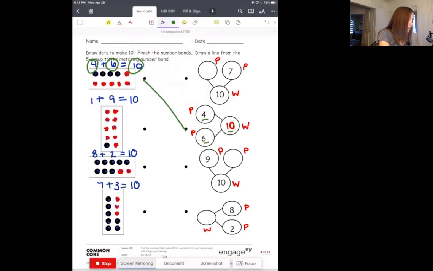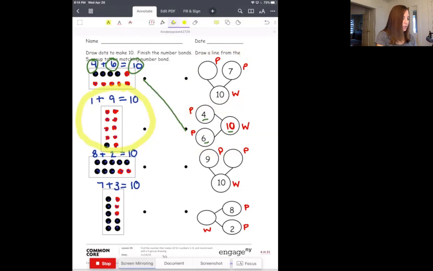I'm going to have you look right here. 1 plus 9 equals 10. So we need to look and we need to find a 1, a 9, and a 10. Could this have a 1, a 9, and a 10? Nope, I see a 7. We don't have a 7. The next one, we know that it can't be the next one because we already used that one. We see a 4 and a 6, so that won't work. Then we see a 9, a 10. Ooh, a 9, a 10, and a blank.